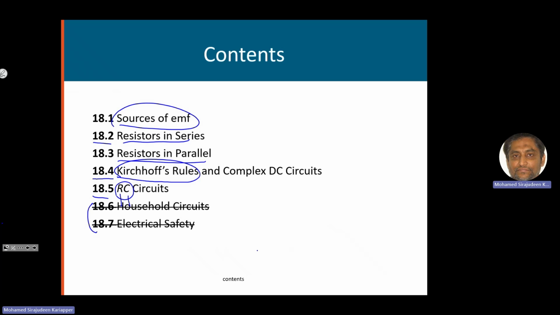So quite a short one, but we have to practice solving problems on electric circuits. It is interesting, not difficult. We will manage.